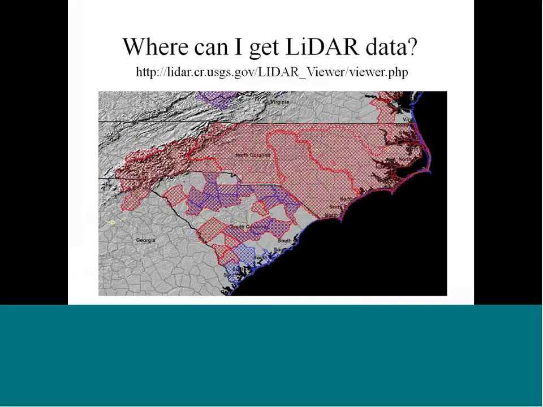LiDAR data is in some parts of the country publicly available. There are also lots of private data sets out there that you will have to pay for. The LiDAR data viewer at the CLIC website is where I obtained the data for this project. This is just a map showing where the data is present in all those red cross-hatched areas. Notice North Carolina has 3 different cross-hatchings.